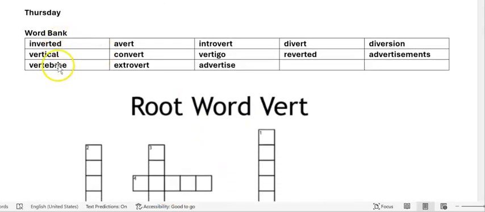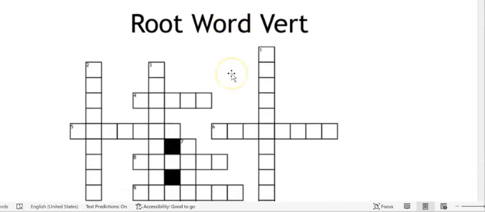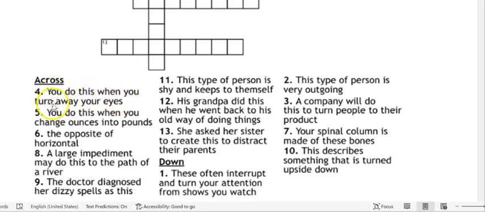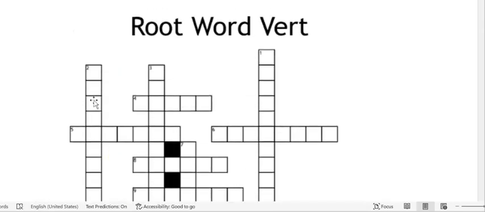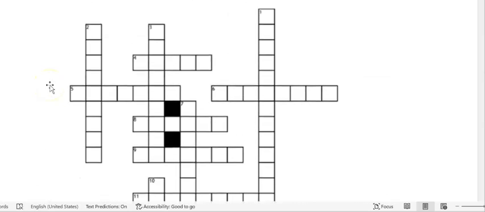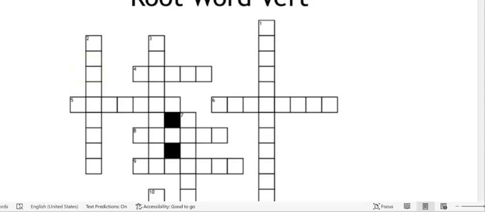For this last part, you're using the word bank here to complete the crossword. So you need to use the clues. You do this when you turn away your eyes. All right, we already talked about this, and this is for across. So we go to number 4 and we look at across. And remember, this is the one about eyes, when we move our eyes or turn our eyes. So this would be avert.